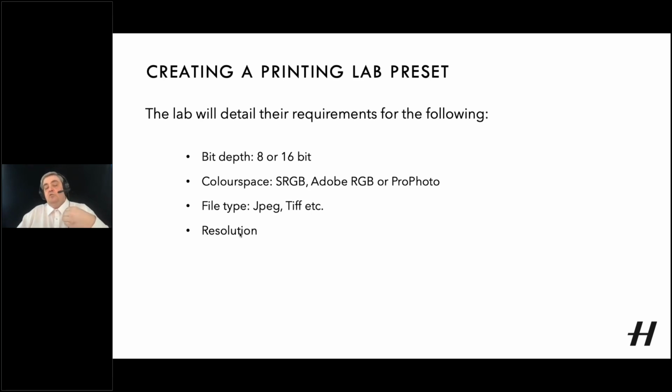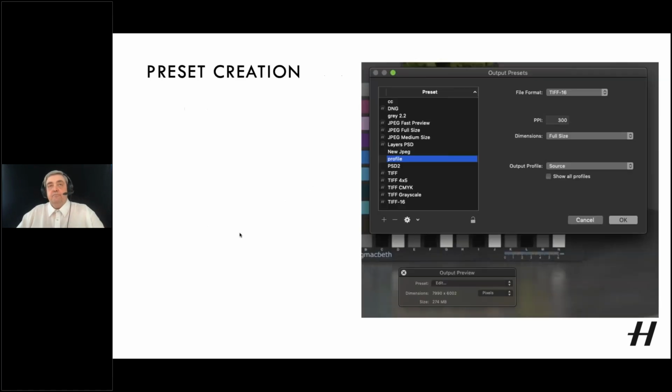And so we can take that information and we can then create an output preset with exactly that information. So we choose the file format based on what they've said. We can choose the dimensions control, or generally it's going to be full size, and then importantly the output profile. So in this case, if they've asked for sRGB or Adobe RGB, we just select that here.